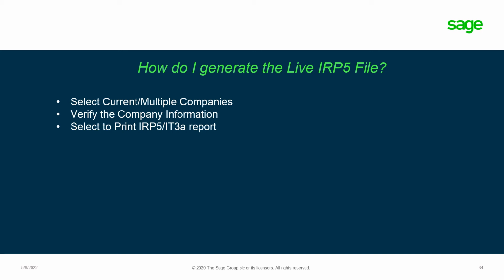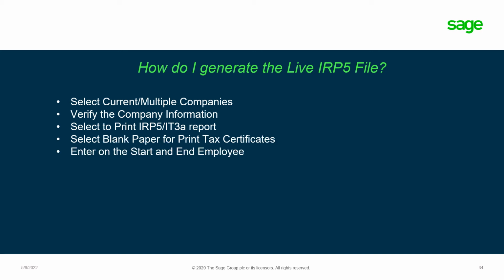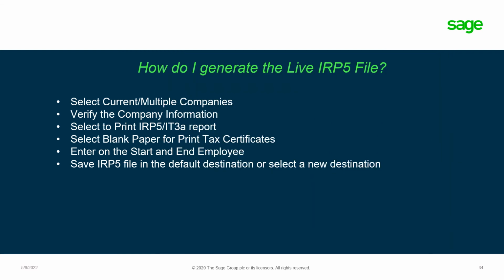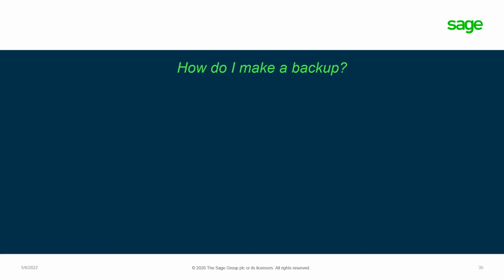Verify the company information. Select to print IRP5 IT3A reports. This will include the summary and the recon report. Select blank paper for print tax certificate. Enter the start and end employee. Save the IRP file in your default destination or select a new destination.